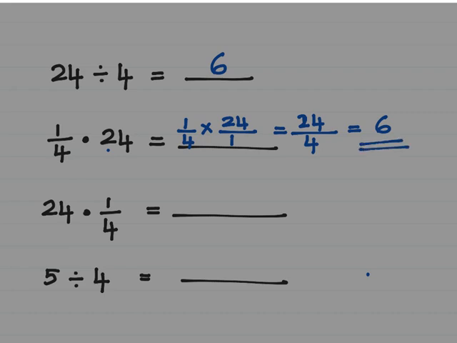Let us solve the next problem. 24 dot 1 over 4 or quarter. So 24 times quarter, which is 24 times, multiply the numerator, 24 times 1, which is 24, and the denominator is 4. So now let's see how many 4 goes in 24, which is 6.